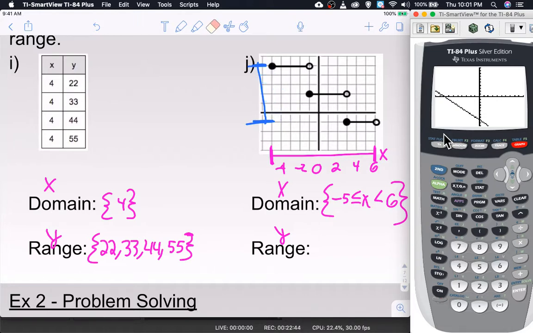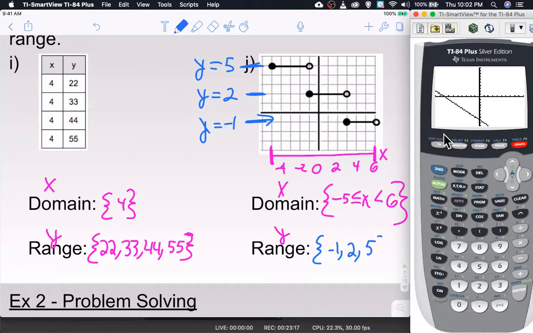Okay? It only exists on this line when y is -1. It exists on this line when y is +2, and exists on this line when y is 5. So my range is going to be just literally those 3 numbers. That is the only y values where this function exists. So it is just the range of -1, 2, and 5.